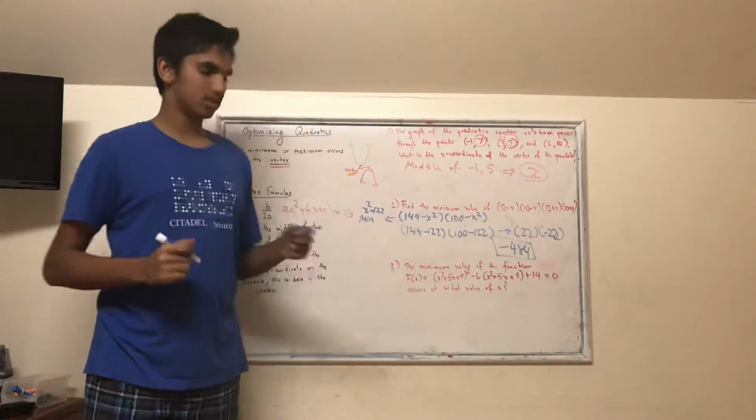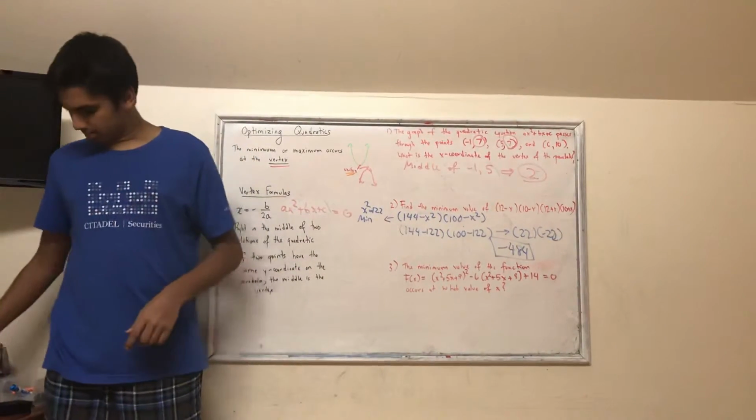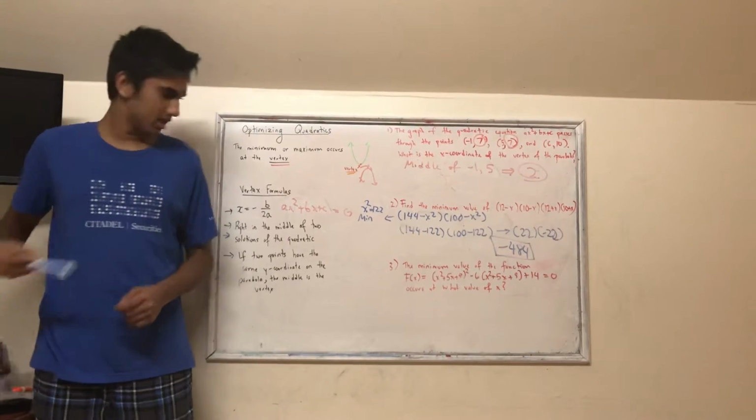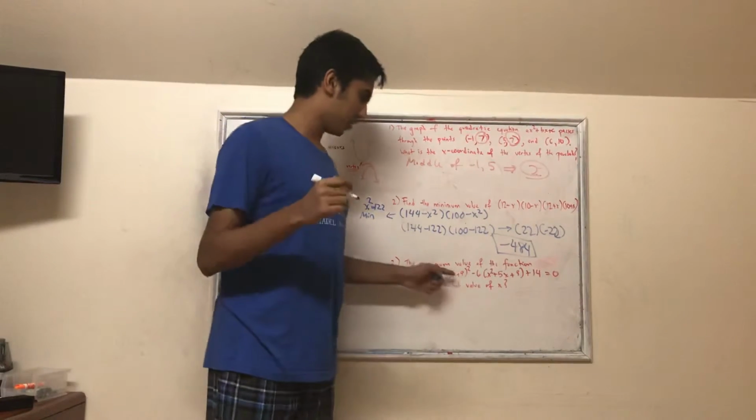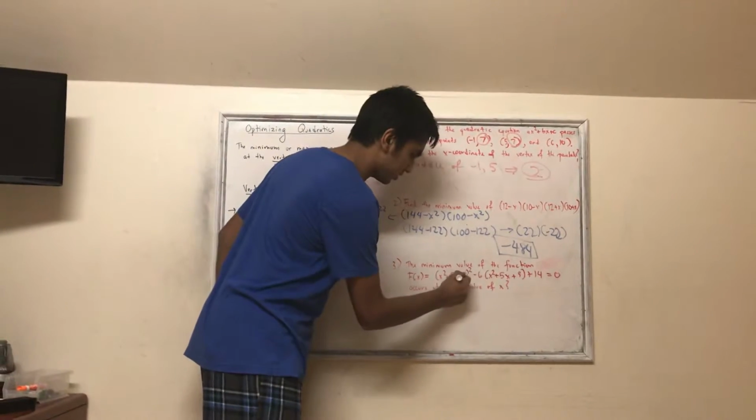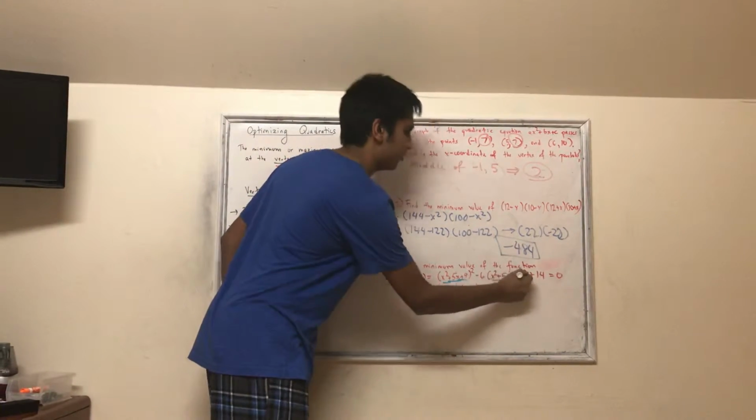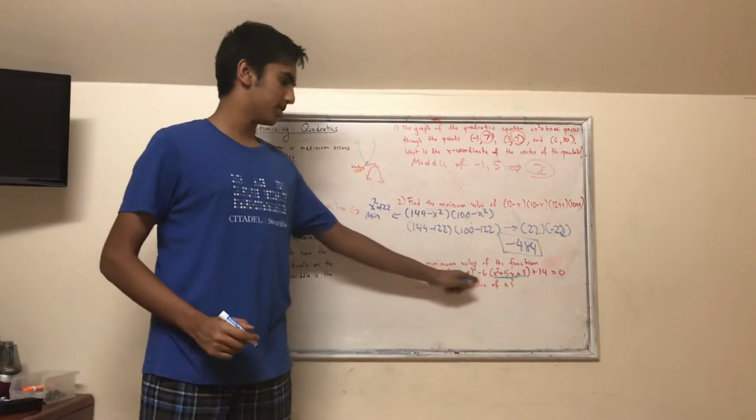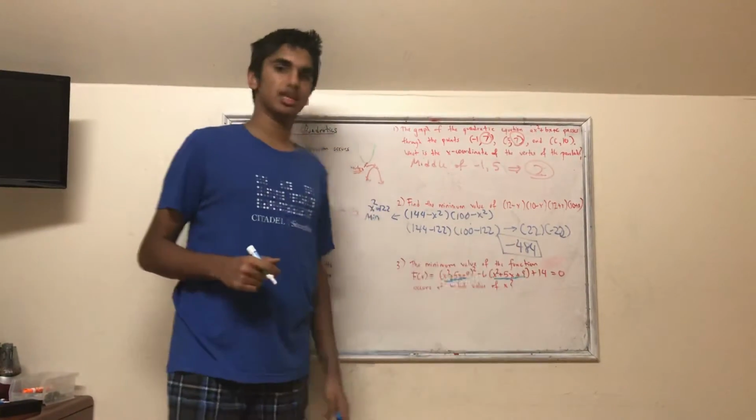Now let's look at the last question. What we can kind of see is that we have a quadratic equation plugged into a quadratic equation. We have this x squared plus 5x plus 9 appearing in both places, and it's that thing squared minus 6 times that same thing plus 14.